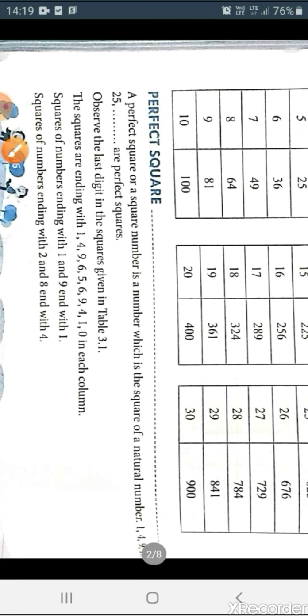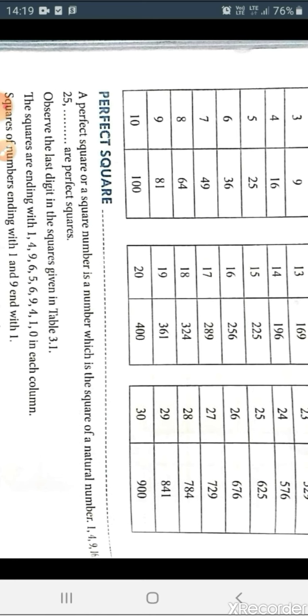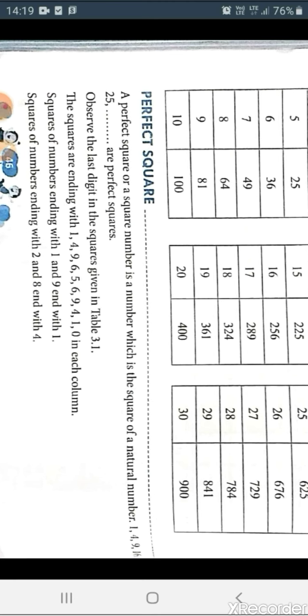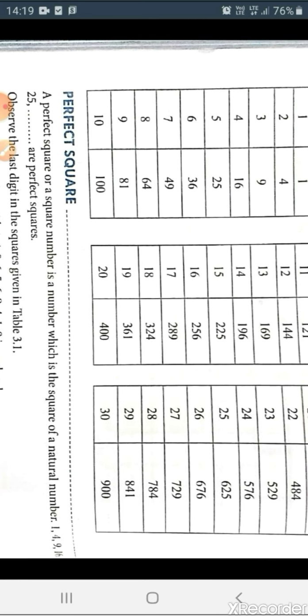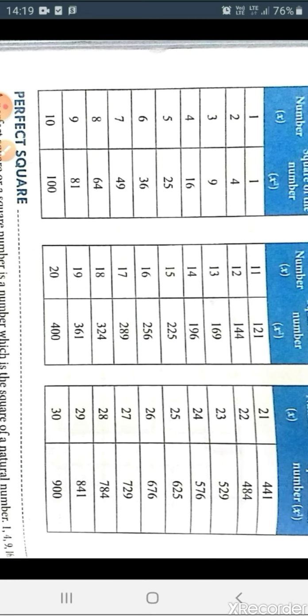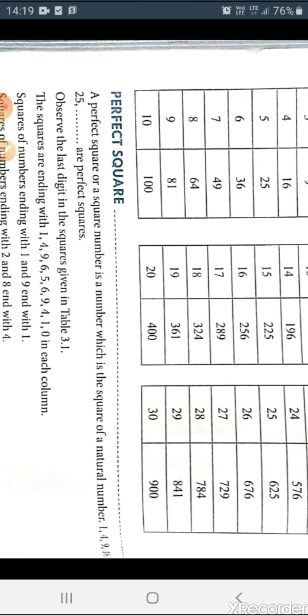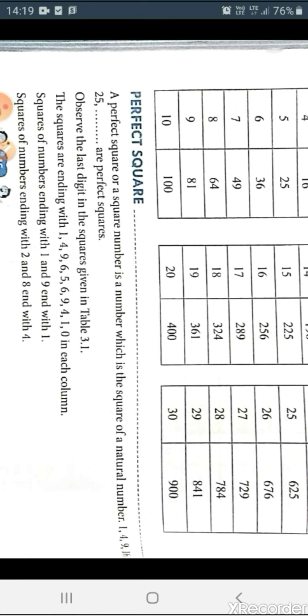So the squares end with 1, 4, 9, 6, 5, 6, 9, 4, 1, 0. Mostly, the squares end with these digits. So squares of numbers ending with 1 and 9 end with 1. 1 square is 1, 9 square ends with 1, 11 square ends with 1, 19 square ends with 1, 21 square ends with 1 and 29 square is 841. So you can see that squares of numbers ending with 1 and 9 end with 1.